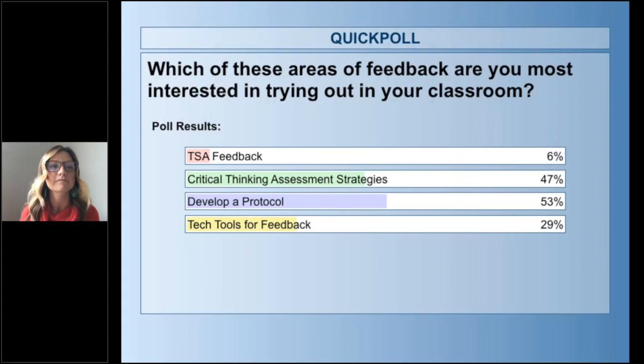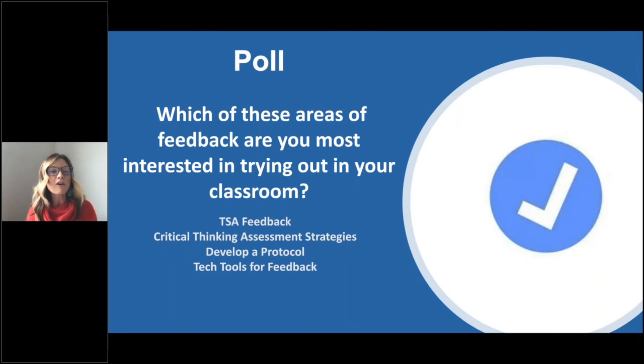All right. So it looks like develop a protocol is number one at 53%, followed closely by critical thinking assessment strategies at 47%. Then we have tech tools for feedback at 29% and TSA feedback at 6%. Awesome. Thanks, Robin. And again, all of these are available for you in that HyperDoc that you have access to.